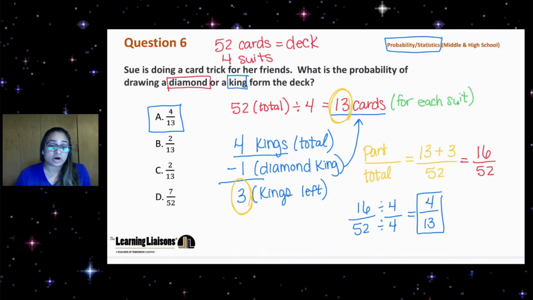Remember, we couldn't take all 4 kings because we already took out all of the diamonds. So because a king is in the diamond suit, we have 1 less king overall to take out of the deck. So that makes 1 less chance of a probability. That's why we had to subtract the 1 diamond king that we already had.